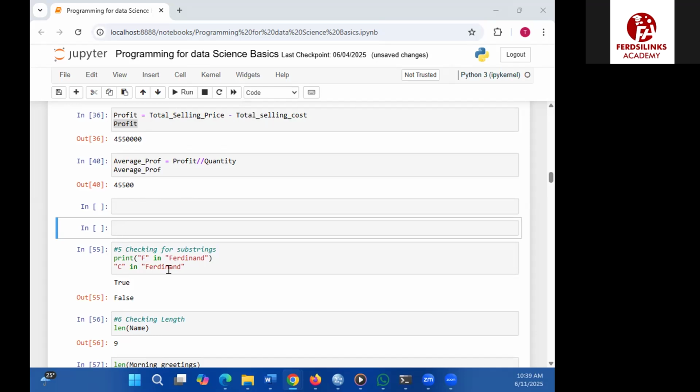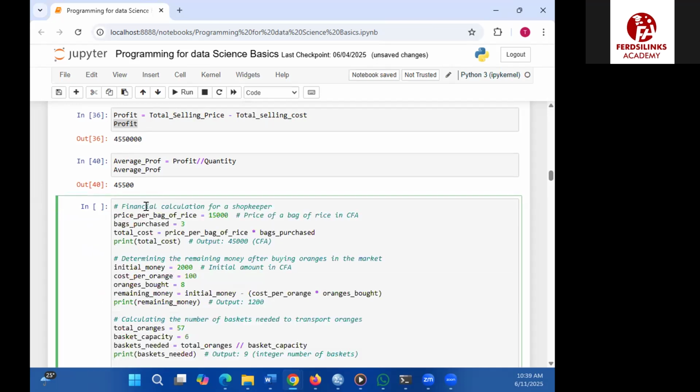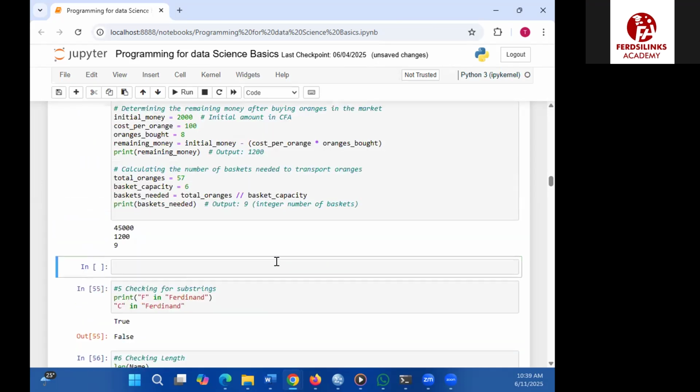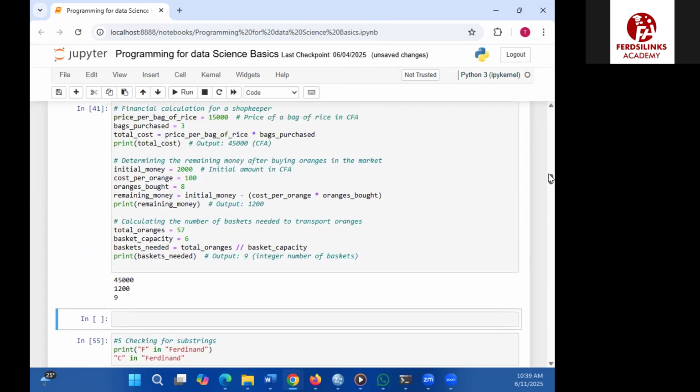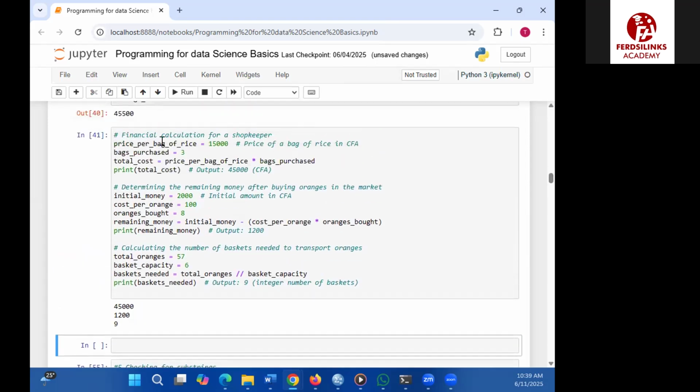Basically, this is just another example that I did. I can just share with you. In this example, it gives financial calculations for a shopkeeper. I think it's similar to what we have done. Price per bag of rice, and then bags purchased, we bought 3 bags. Total cost was this. And so total cost, if we were able to get that.